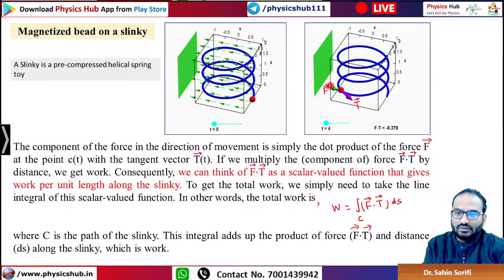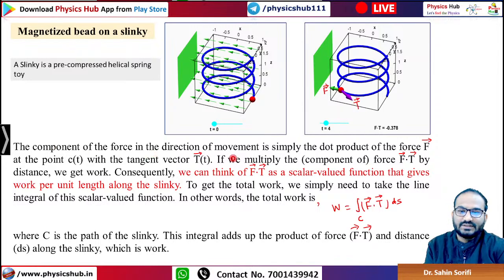So at all times, the force is directed along this direction. If you consider this point also, the force will be directed along this direction. If the bead is here, then also the force will be acting along this direction. The force direction is the same. You can see the lines of force. And at this point, we have drawn the tangent, because for evaluating the line integral, we have to draw the tangent at that particular point. So the tangent is drawn here.